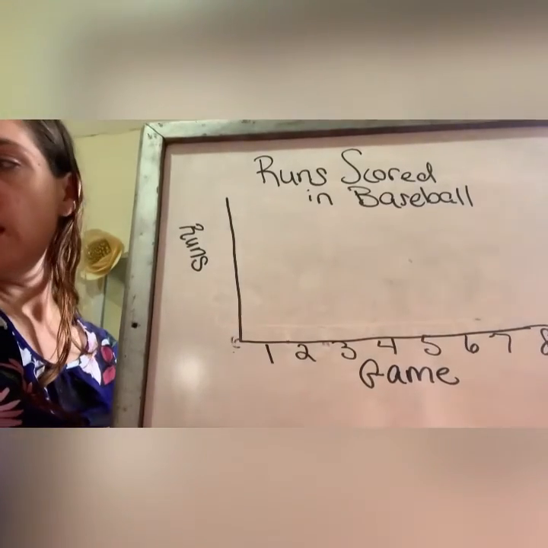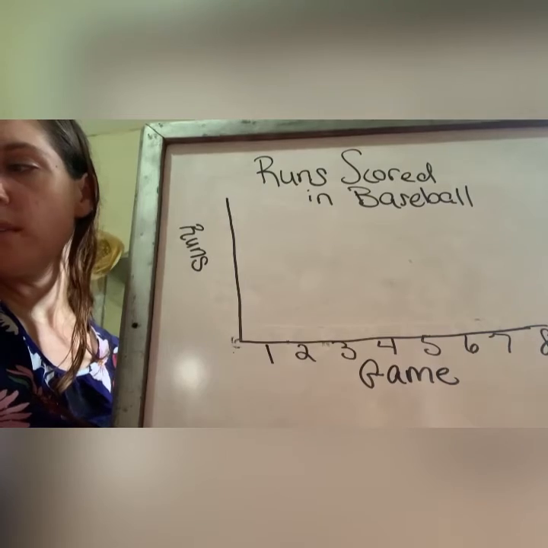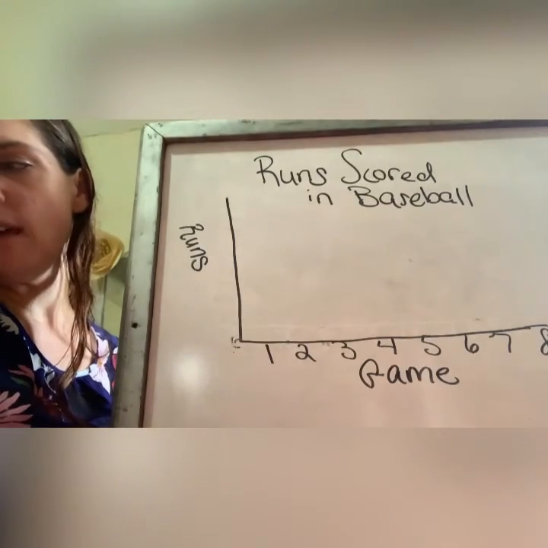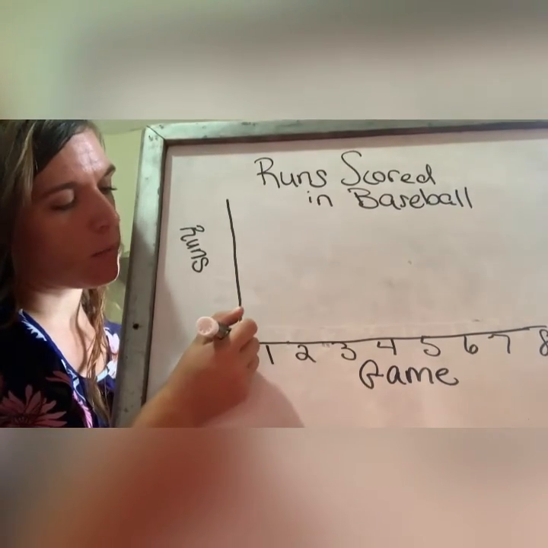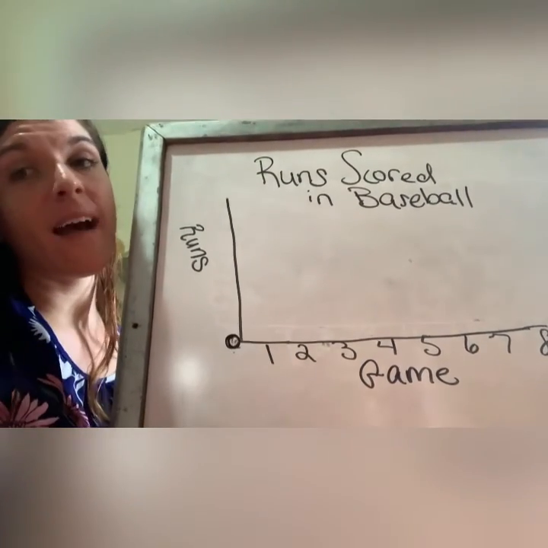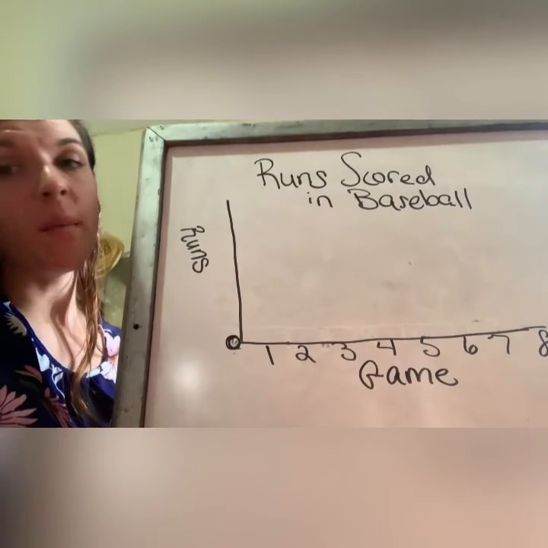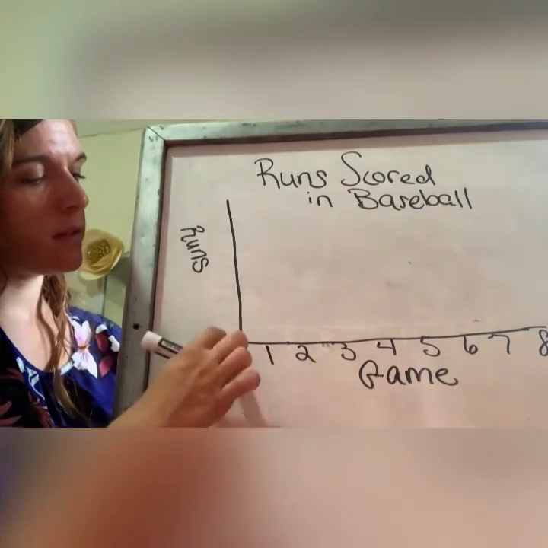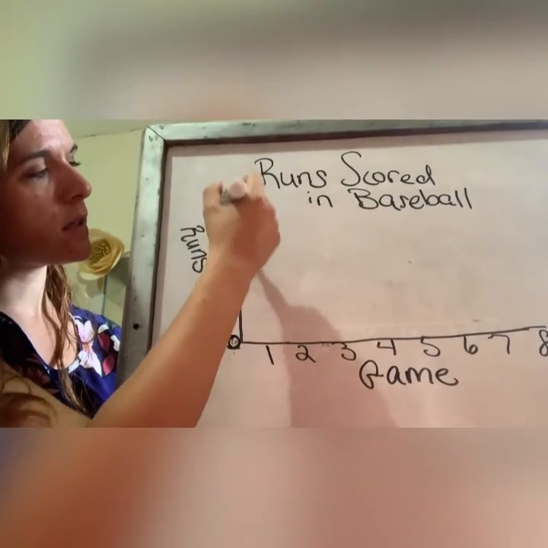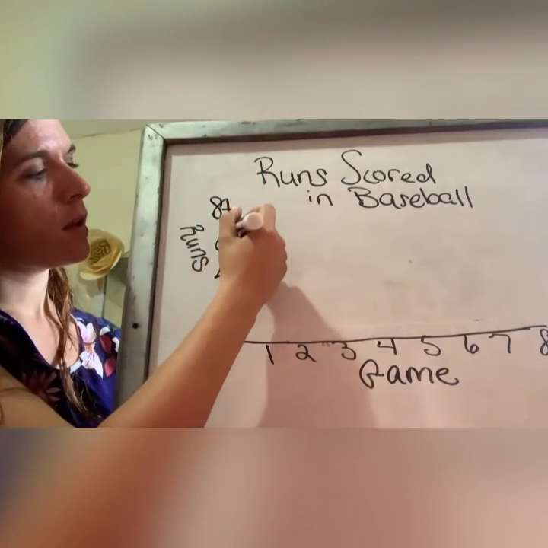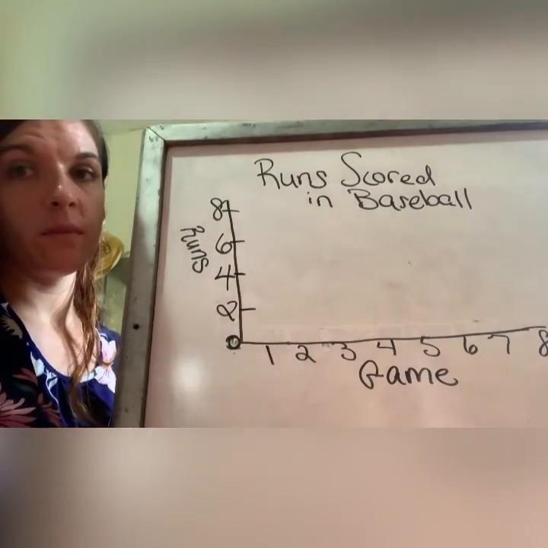Okay? Then, you see we have 5, 4, 0, 6, 3, 5, 1, 7. What's the lowest number? 0. So that's going to be our number right here. What's the highest number? 7. So I'm going to count by 2s, okay? 0, 2, 4, 6, 8. I'm going to put lines for each of those, okay?